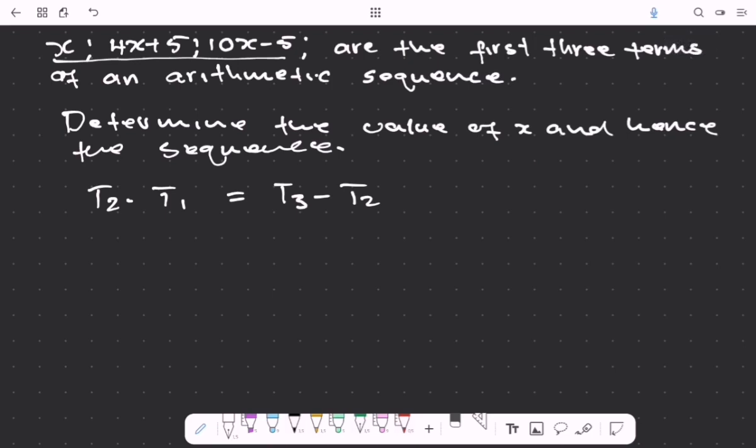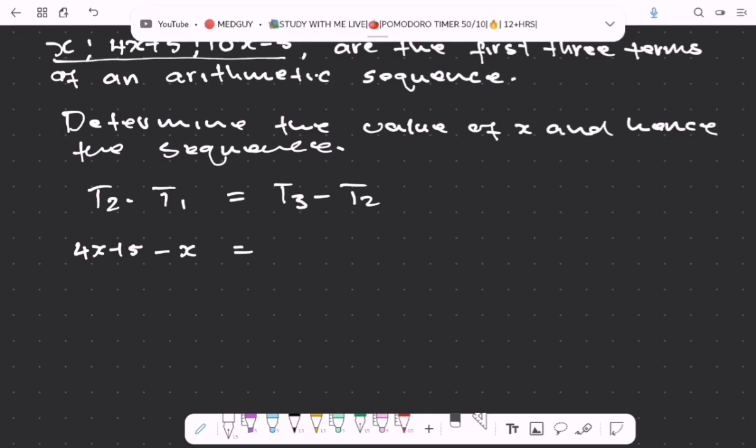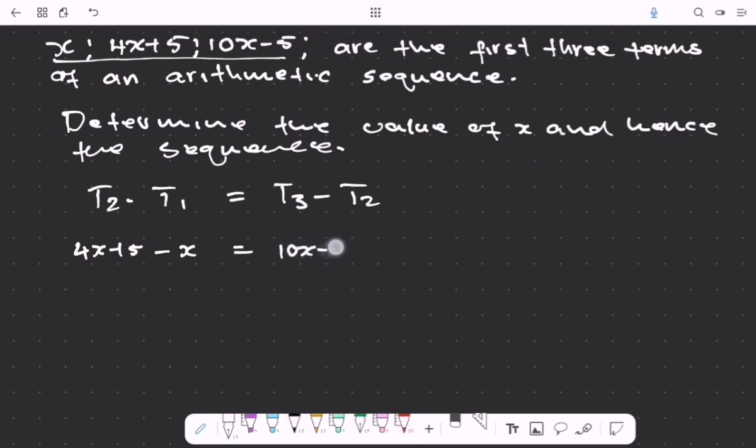What is our value of t2? Our value of t2 is 4x plus 5 minus x, that's the value of t1. And we equate that to the value of t3. What is the value of t3? That's 10x minus 5, subtracting t2. So this is what I need you to do: always put t2 in brackets. If it was x plus something, or x minus something, please put it in brackets.